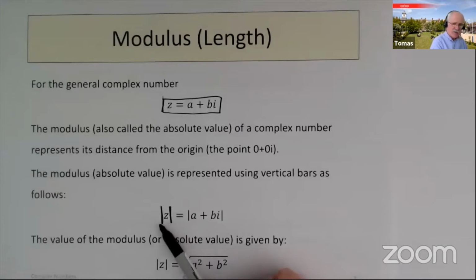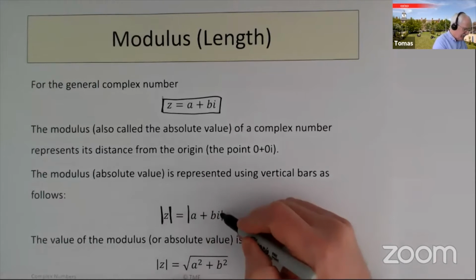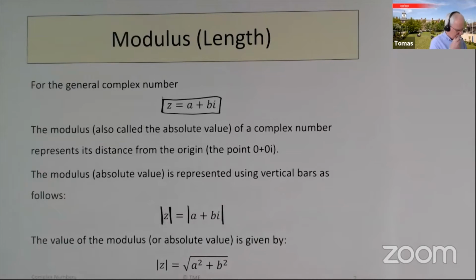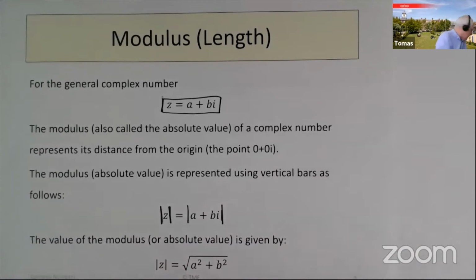The first symbol is this bar thing. The modulus, the length of the line. So the length of the line, a plus bi. And the value of the modulus is given by the square root of a squared plus b squared. I wonder where that came from. A squared plus b squared.